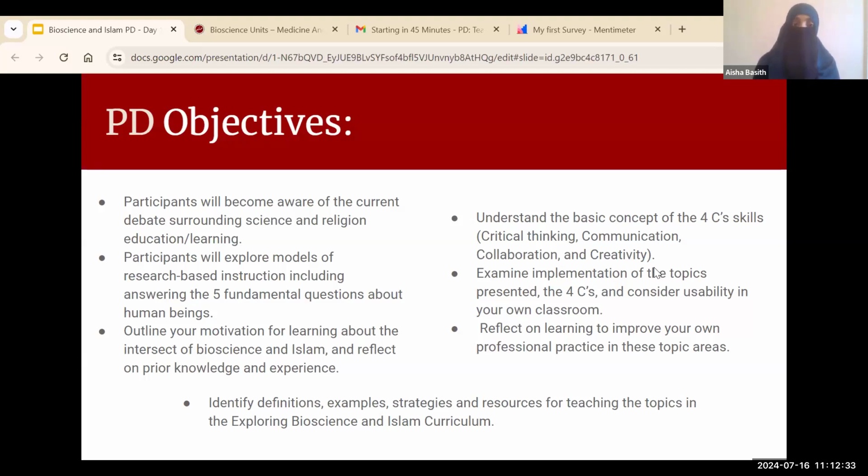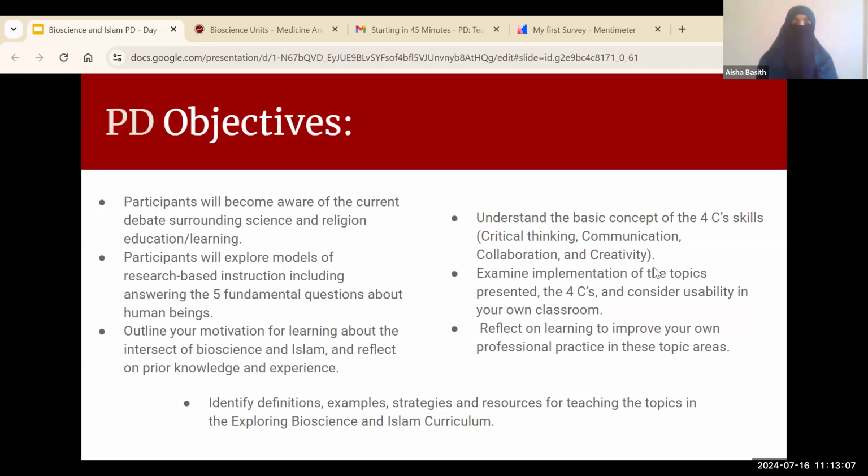And then we also would like you all to understand the basic concept of the four C skills. Those four C skills are critical thinking, communication, collaboration, and creativity. And again, not only for our students, but for ourselves as well, first and foremost. Then we'll examine the implementation of those four C's, and consider the usability of this information in each of our classrooms as well. As you'll see more today, we'll reflect on our learning and improve our own professional practices with the covering of these topics, inshallah.